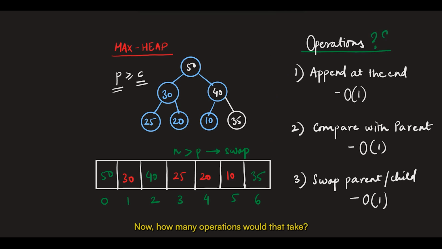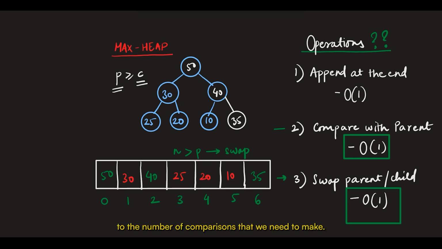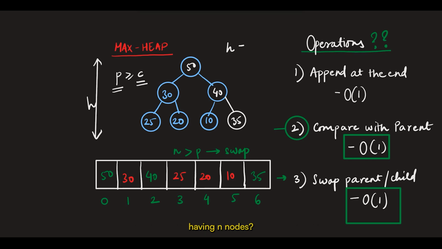Now, how many operations would that take? Since both 2 and 3 are O(1) operations, in the worst case we can say that it would be equal to the number of comparisons that we need to make so that in the end we get our max heap. Now that would be equal to the number of nodes from the root to the leaf. Isn't that the height of the tree? And what is the height of a complete binary tree having n nodes? It is log n. So we can say that insertion operations in a max heap or a binary heap would take order of log n time.